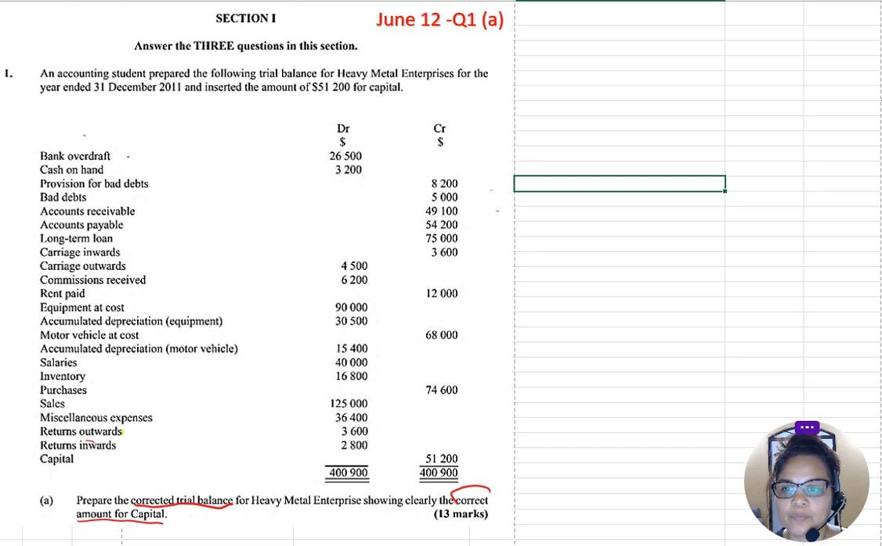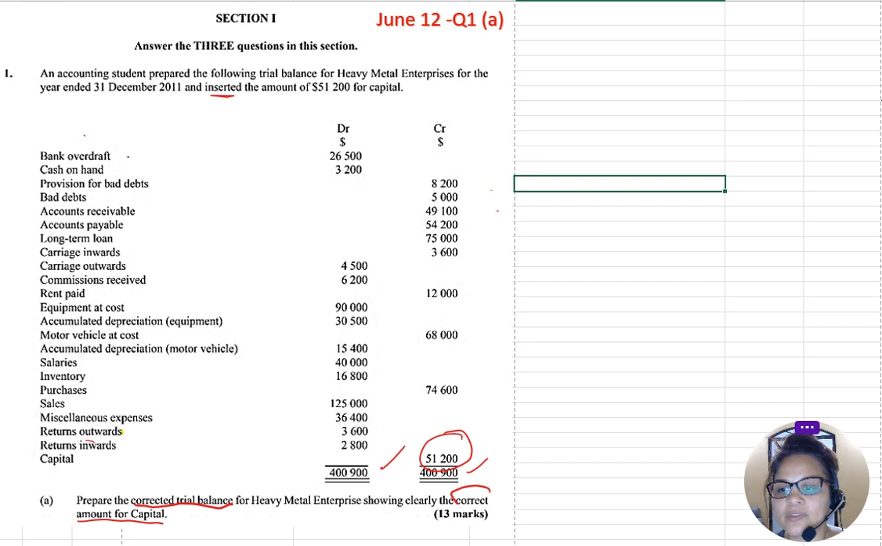An accounting student prepared the following trial balance for Heavy Metal Enterprises for the year ending 31st of December 2011 and inserted the amount of 51,200 for capital. So note that they say the student inserted the amount. That means, in order to get this balance here to be equal to this balance there, this capital was just the balancing figure. So the student balanced it off using the capital figure as a balancing figure, right?